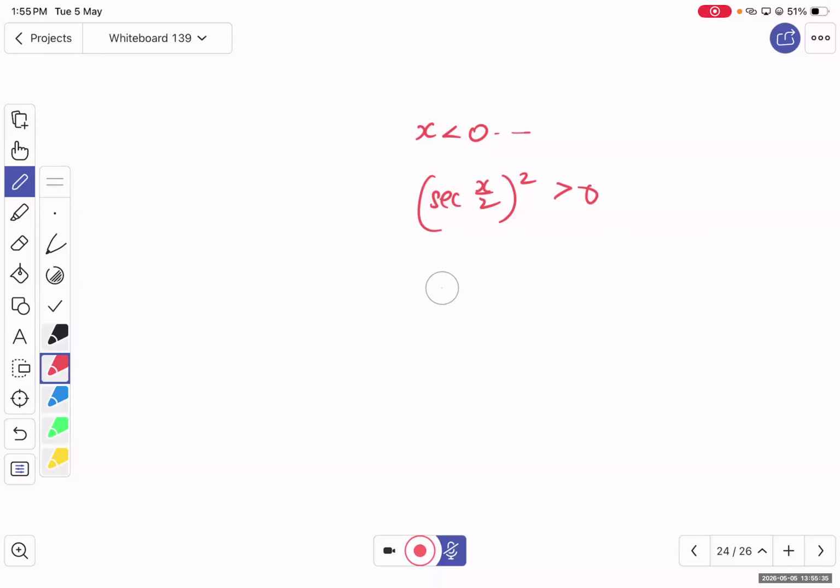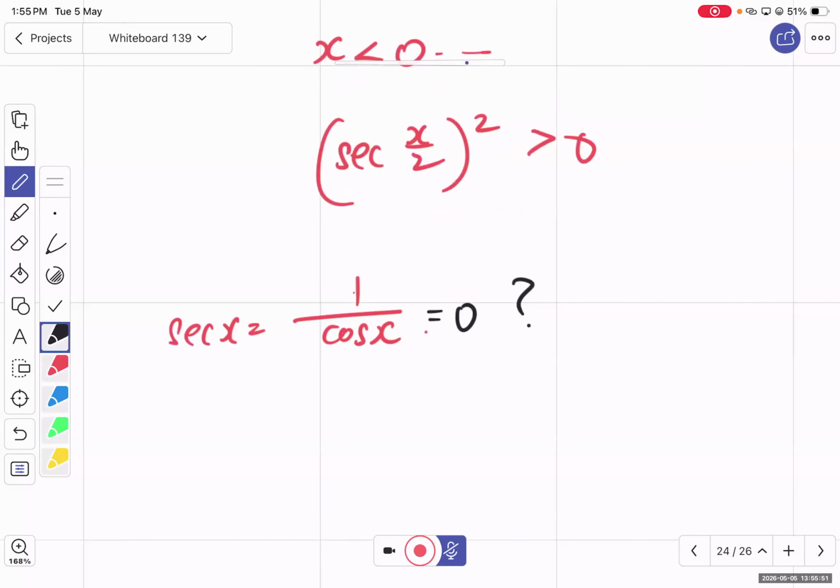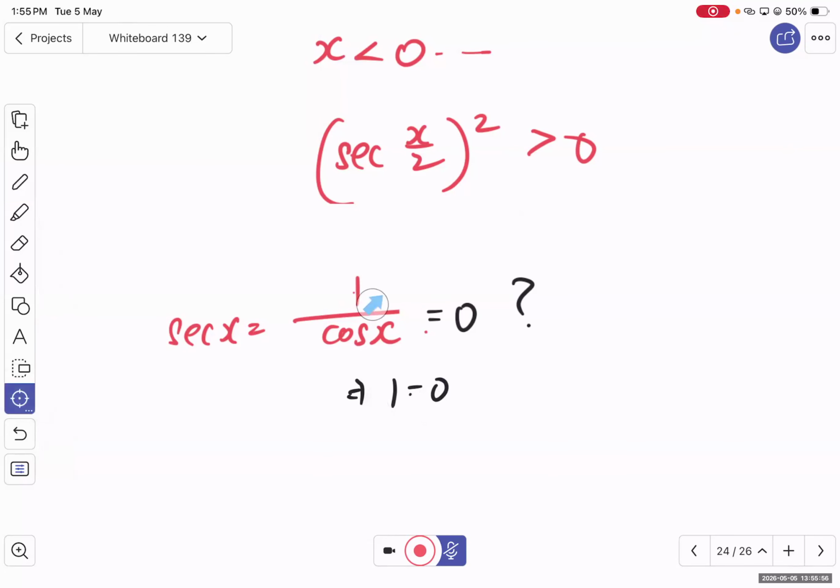Why can it not be 0? Because secant x is the same as 1 over cosine x. You agree? Can 1 over cosine x ever be 0? Cannot, because it's a fraction. If you are saying that this equals 0, you are saying that 1 is 0, because in a fraction, it is the numerator that equates to 0. So basically, you can assume that secant square cannot be 0.